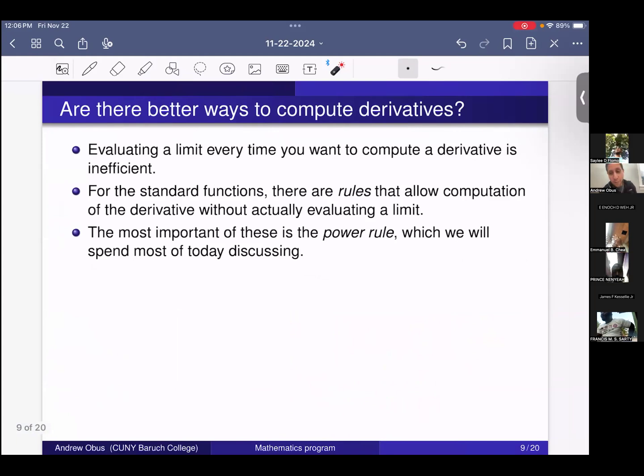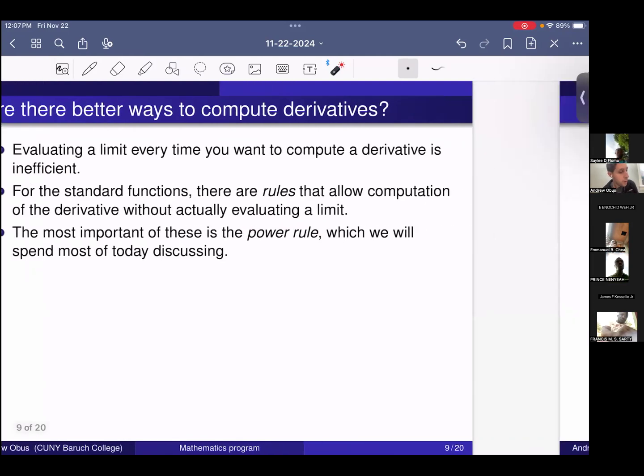So are there better ways to compute derivatives than what we've been doing? The answer is yes, right? Evaluating a limit every time you want to compute a derivative is inefficient. And for the standard functions, there are rules that will tell you how to compute a derivative without actually doing a limit every single time. And the most important rule is what's called the power rule. Okay, and we're going to spend most of today discussing the power rule, and we'll talk about a couple of other rules. Okay, so this power rule that some of you already know because you've been doing it on the homework, but I want to derive it so that everybody can use it.